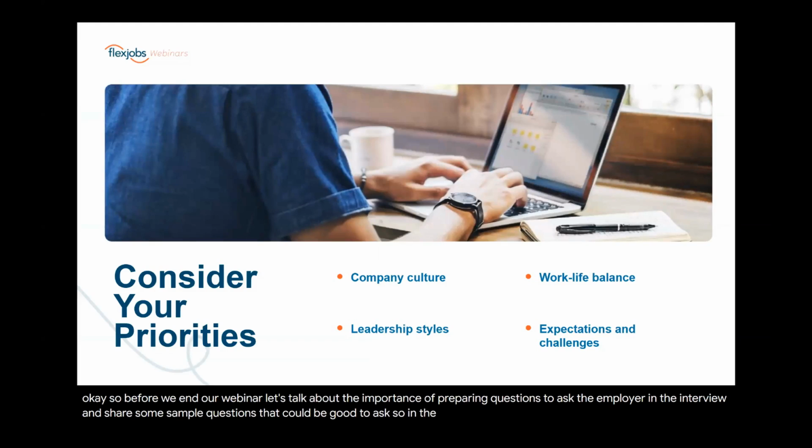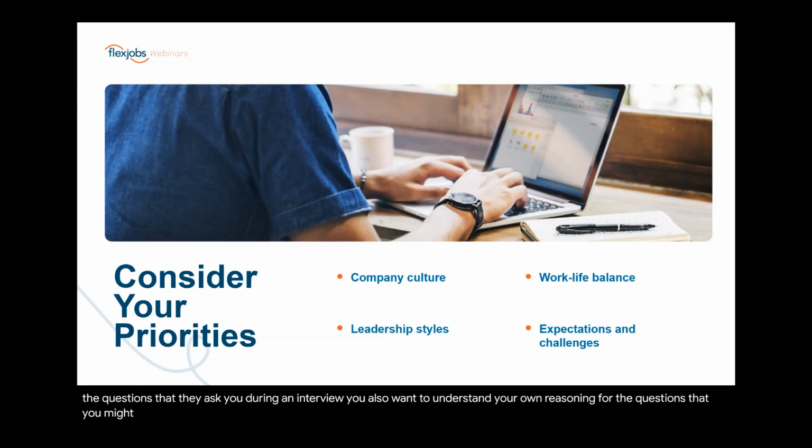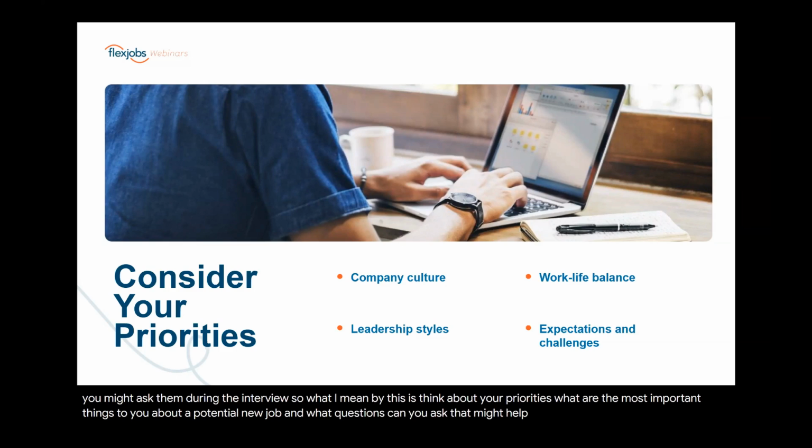So in the same way that employers have different reasons behind the questions that they ask you during an interview, you also want to understand your own reasoning for the questions that you might ask them during the interview. So what I mean by this is think about your priorities. What are the most important things to you about a potential new job, and what questions can you ask that might help you learn information related to those priorities?